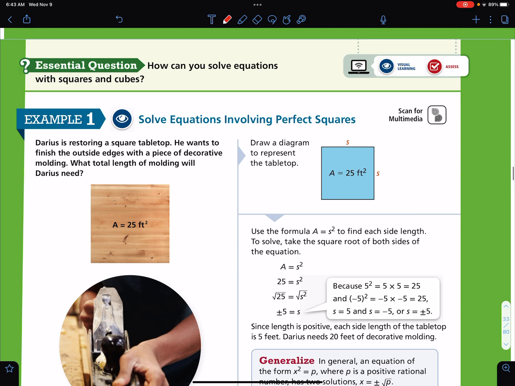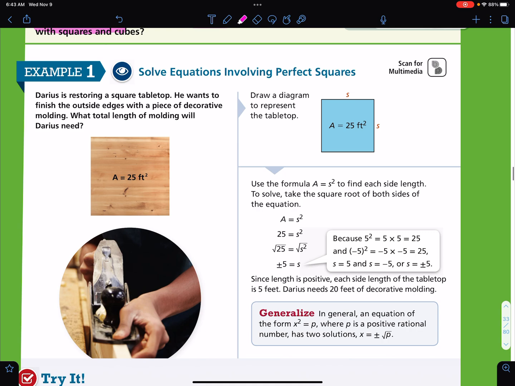How can you solve equations with squares and cubes? So if they have a perfect square, you just do like I did with the example. Darius is restoring a square tabletop. He wants to finish the outside edges with a piece of decorative molding. What total length of molding will Darius need? So I need to find out S, which is exactly what I did. Since it says it is a square, all the sides are the same.